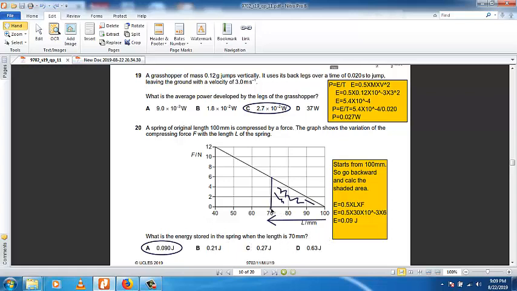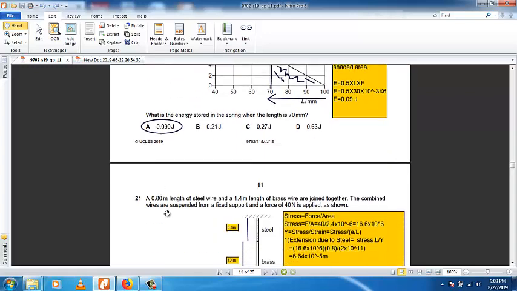When the length is 70 mm, it has started from 100 and gone up to a point of 70 mm. You know that this area is the energy stored. So we have to find the area under this curve. So it's half into length, which is 30, 100 minus 70, into the force, which is 6 newtons. So this becomes 0.09 joules.